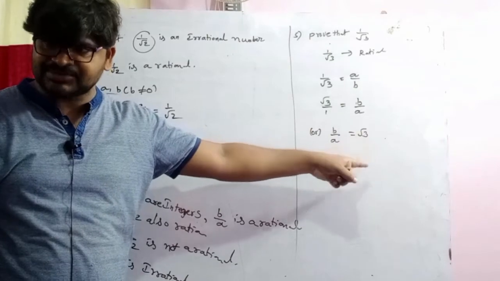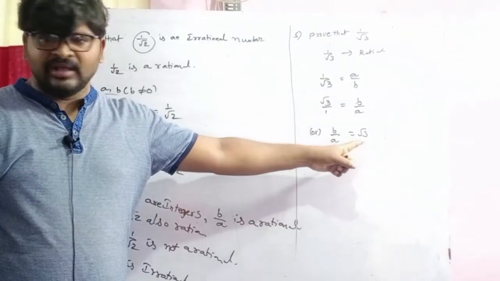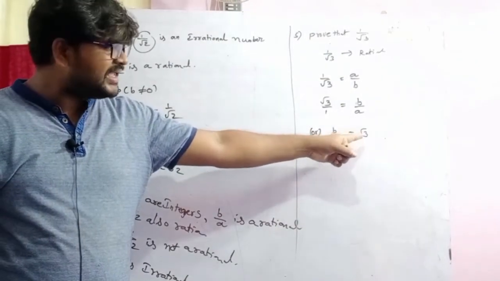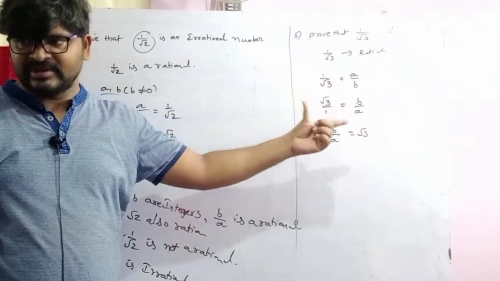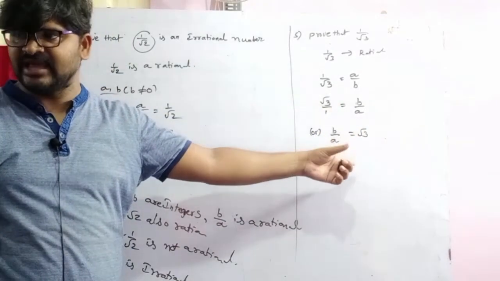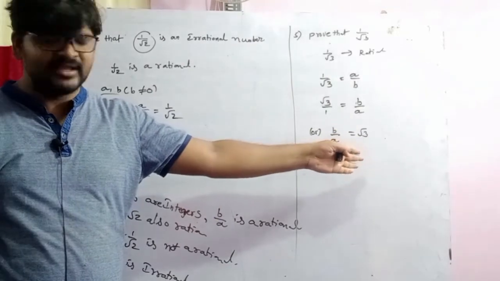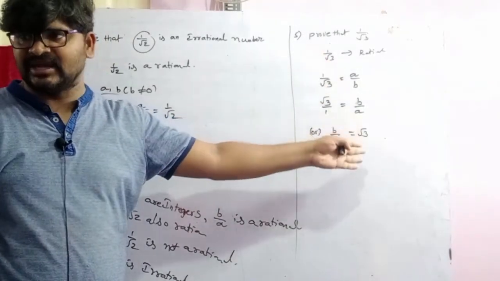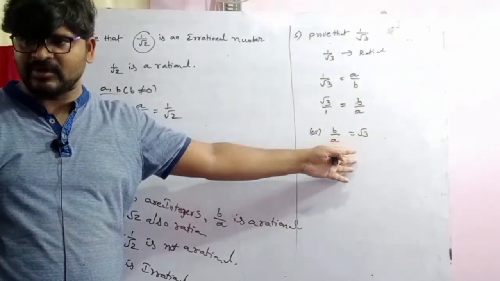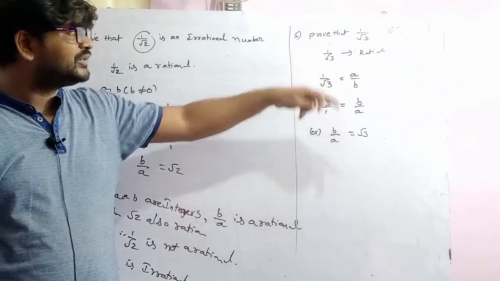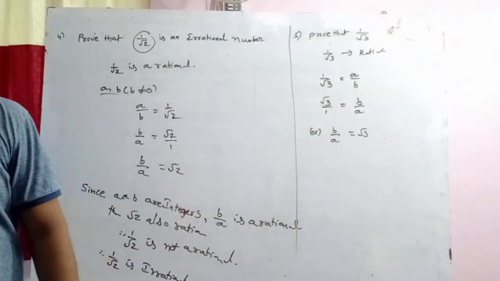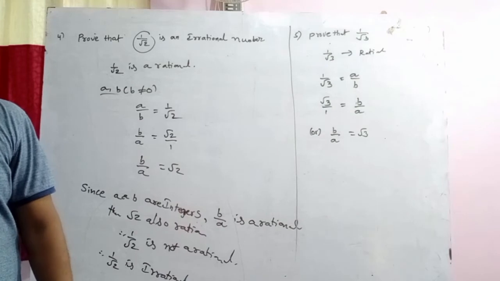But our assumption is wrong. Our contradiction arises because root 3 is assumed rational. That is false. That's why root 3 is an irrational number. Already we proved it. That's why 1 by root 3 is an irrational number.